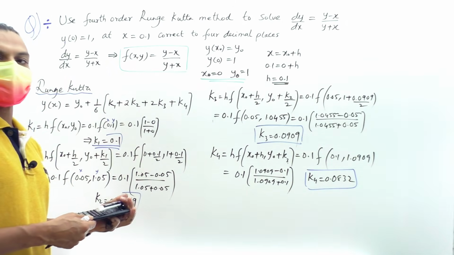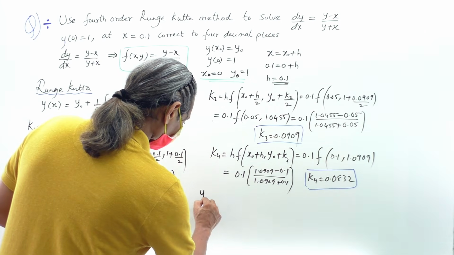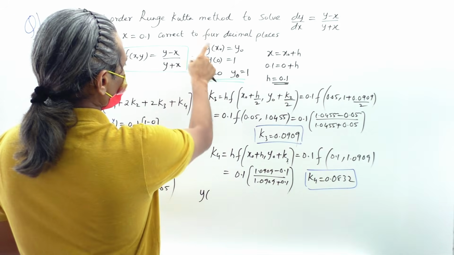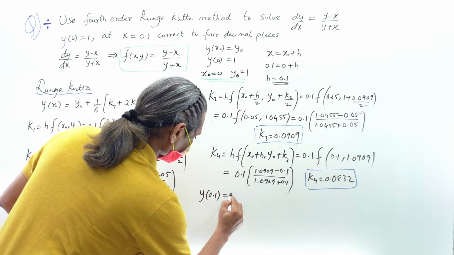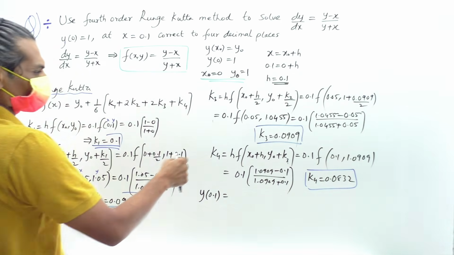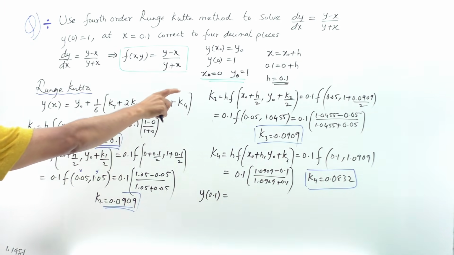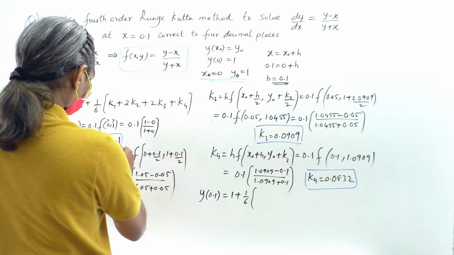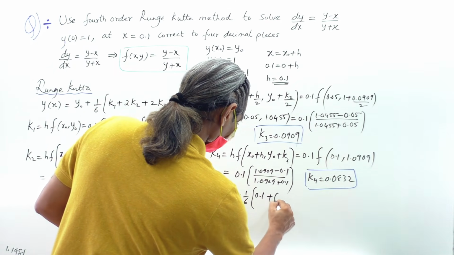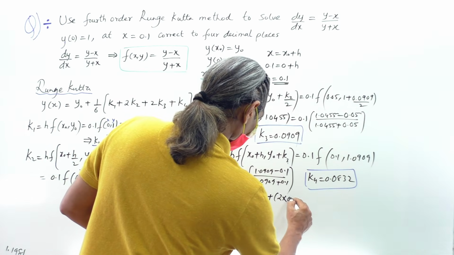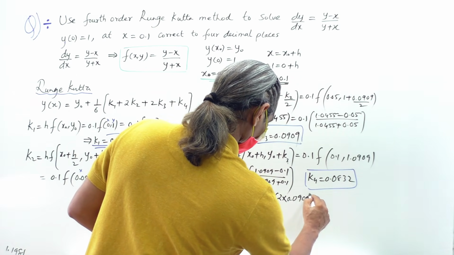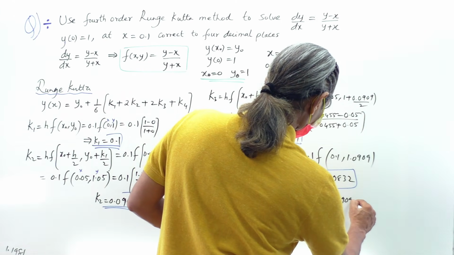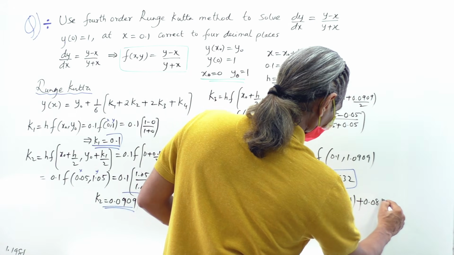Okay, so we have all the values now for K1, K2, K3, K4. Please do underline it and write correctly, you will get marks for that. Therefore, the final value of y at x equal to 0.1 is, what's the formula? y naught plus 1 by 6 into K1 plus 2 K2 plus 2 K3 plus K4. y naught is 1, plus 1 by 6 into K1, which is 0.1, plus 2 into K2, which is 0.0909, plus 2 into K3, which is again 0.0909, plus K4, which is 0.0832.